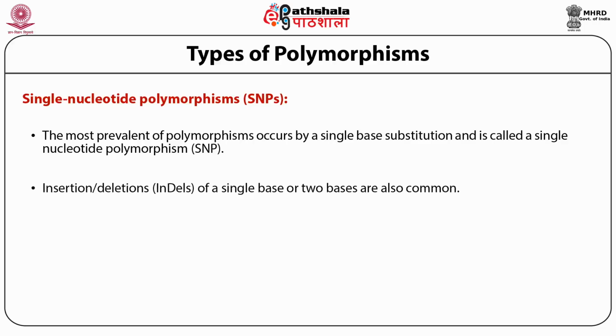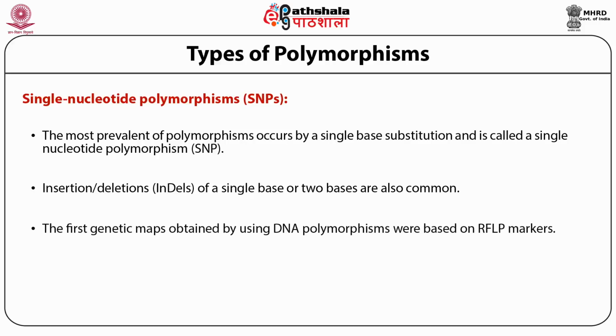Insertions or deletions, that is indels of a single base or two bases, are also common. When the SNP lies in the recognition site of a restriction enzyme, it is called a restriction fragment length polymorphism, that is RFLP, or a restriction site polymorphism, that is RSP, as the presence of the mutant allele activates the enzyme and results in formation of restriction fragments. The first genetic maps obtained by using DNA polymorphisms were based on RFLP markers.